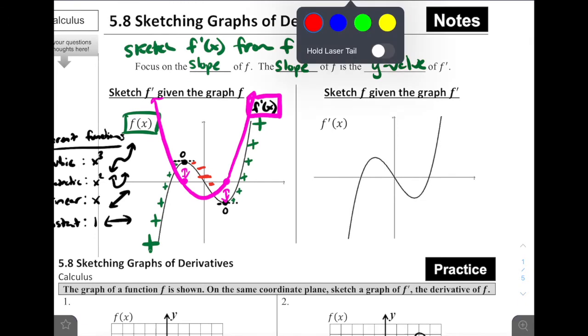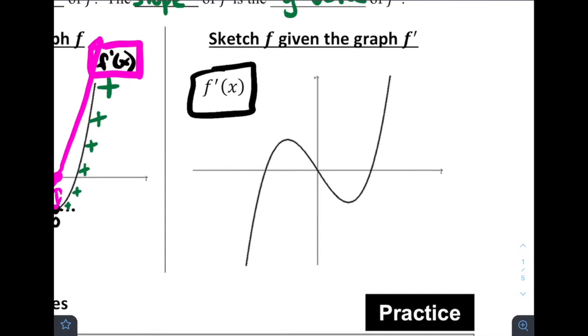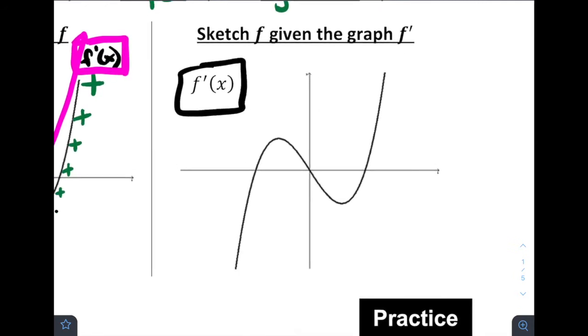Now, obviously, the graph that they're giving us is the same, right? We see this cubic function that we've got here. But in this case, now they're telling us that this is f prime of x, and we're trying to go in the opposite direction. We're trying to think about what the original function f would have to look like.